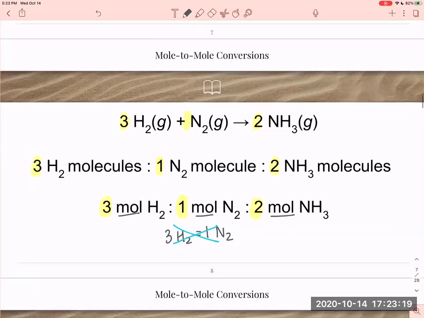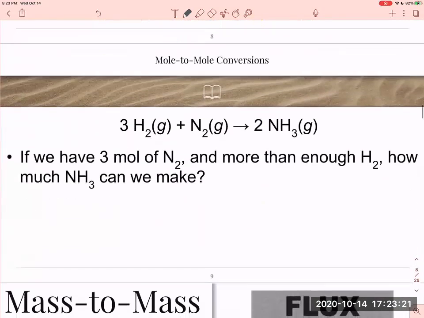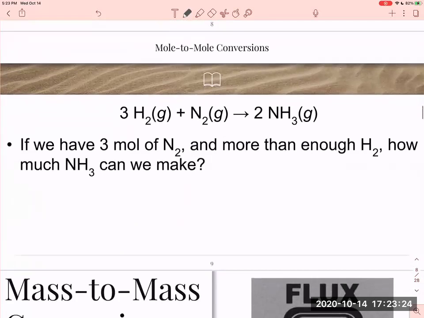So how would I use this? Let's do a practice problem. If I have 3 moles of nitrogen and more than enough hydrogen, how much ammonia can I make? Give me the moles of ammonia. Okay, go ahead and pause and work it out. Hopefully you have done that.